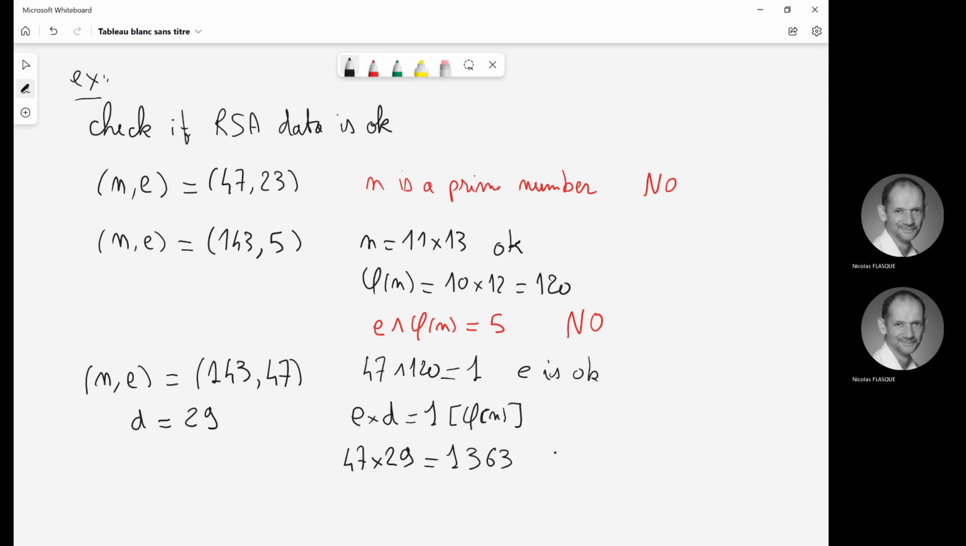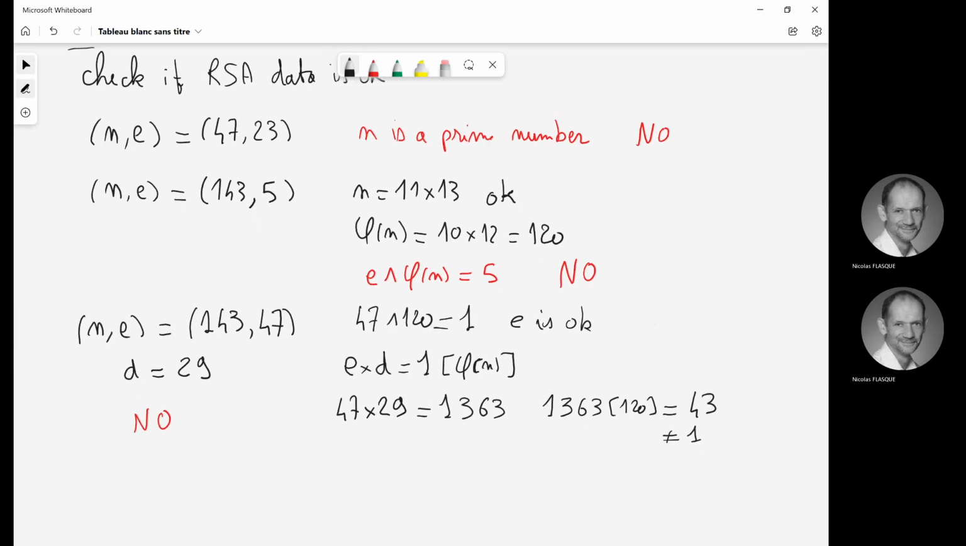Here e is 47, d is 29, so the product is 1363, and 1363 modulo 120 is equal to 43. So it's not equal to 1. So actually, n is okay, e is okay, but d is not okay. This key set, where n and e seem to be correct, actually is not, because d here is not the private key.